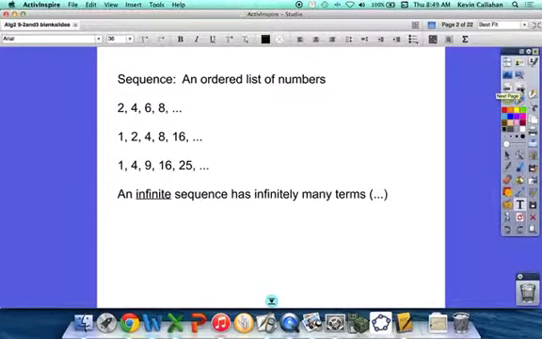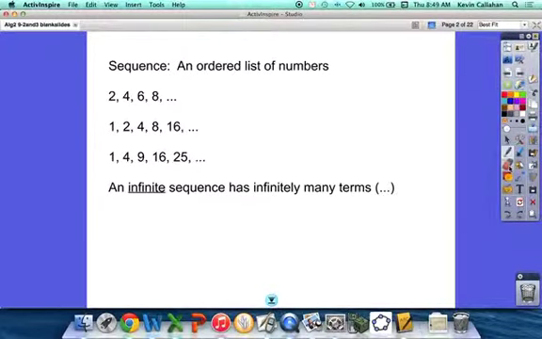So a sequence is defined as an ordered list of numbers, right? These are examples of sequences. By ordered list, it means if I give you the numbers 2, 4, 6, 8, that's different than 8, 6, 4, 2 because the order is different. There is such a thing in that list of numbers as a first term, and a second term, and a third term. That's the ordered part of it. An ordered list of numbers.